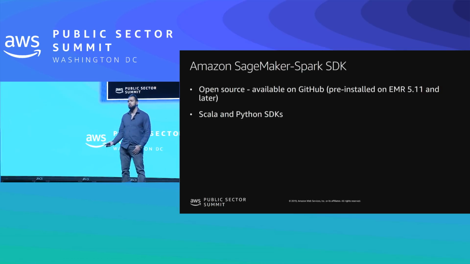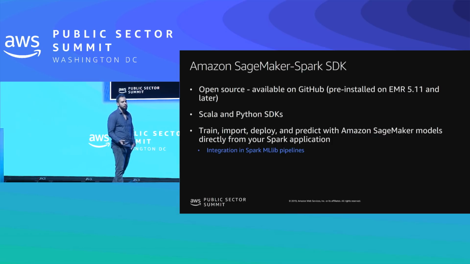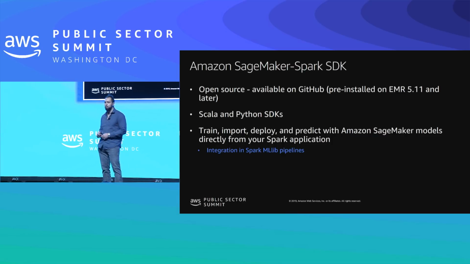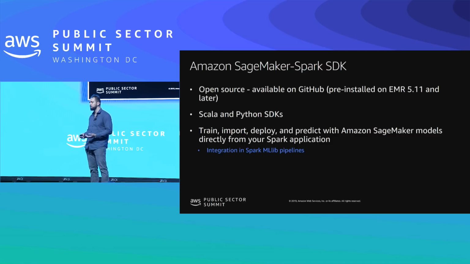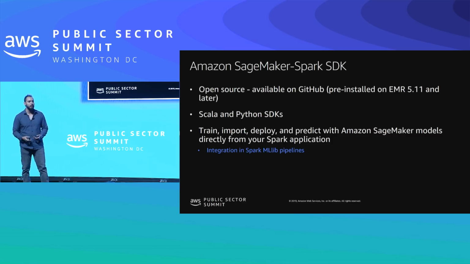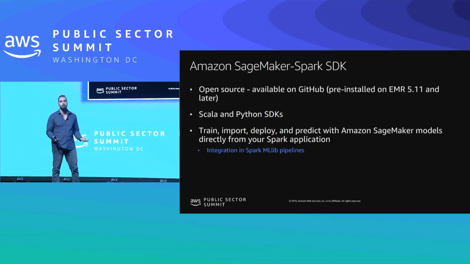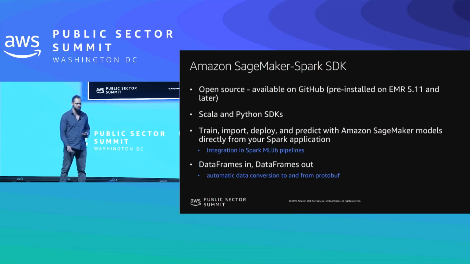Also, the SageMaker Spark SDK provides APIs for both Scala and Python. And it gives you the ability to train, import, and predict with Amazon SageMaker all directly from your Spark application. You can configure your application to do all of these things, and at no point in time do you have to configure Spark to launch another application or trigger some kind of different workflow. This is the great thing about all this: you get to do this entire pipeline all within your Spark application and have this entire integration be seamless to users.